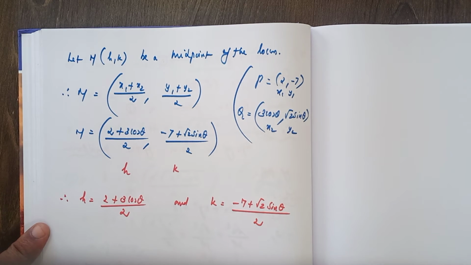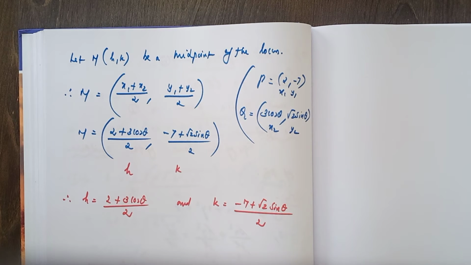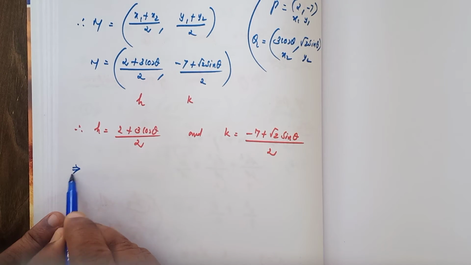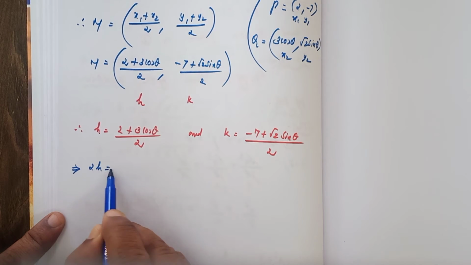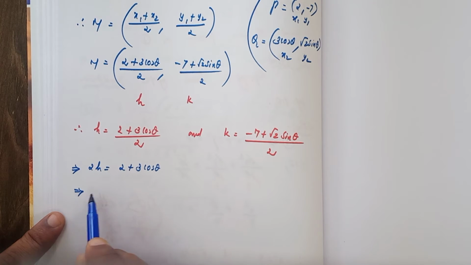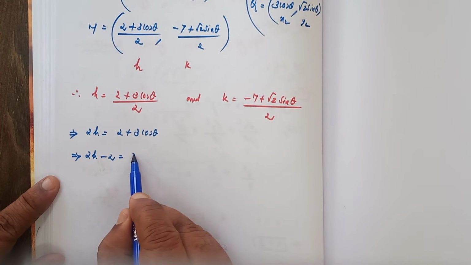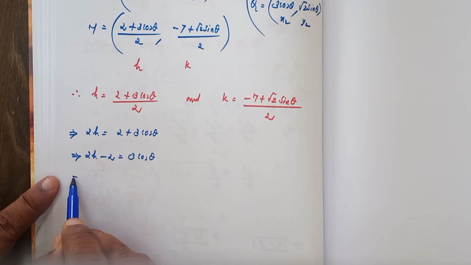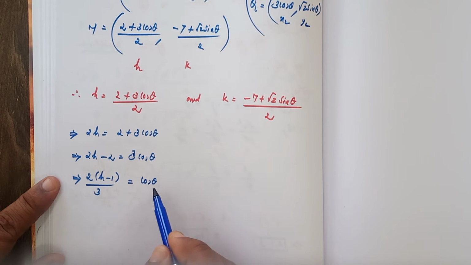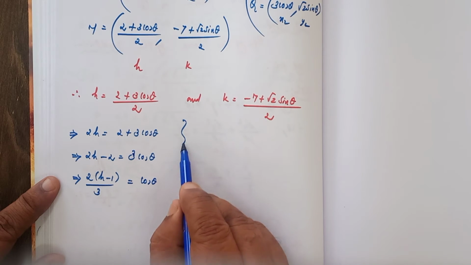From these equations the parameter theta has to be eliminated. How to eliminate? Cross multiply: 2h = 2 + 3 cos theta, which implies 2h, with 2 coming to the left hand side as minus 2, equals 3 cos theta, which implies you can take 2 as common, 2(h - 1), and 3 comes to the denominator, so 2(h - 1)/3 = cos theta. Like that.